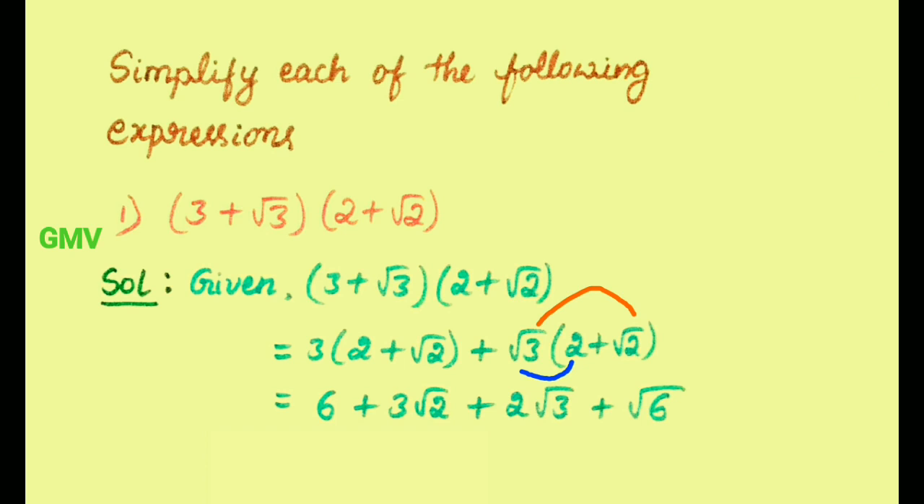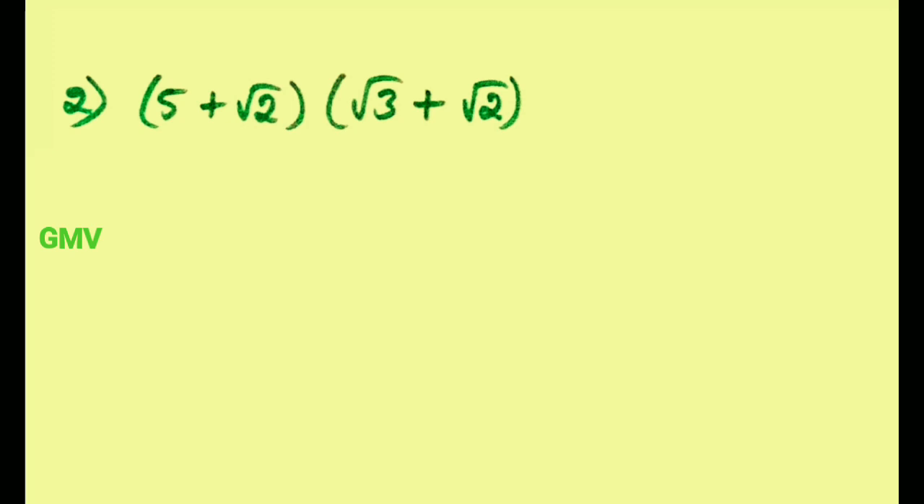Now plus into plus is plus, and both 3 and 2 are under the roots, so we have to multiply them. So root of 3 into 2 becomes root 6. Here we do not have like terms for further simplification, so we have to put the answer as it is. See the second problem: (5 + root 2)(root 3 + root 2).